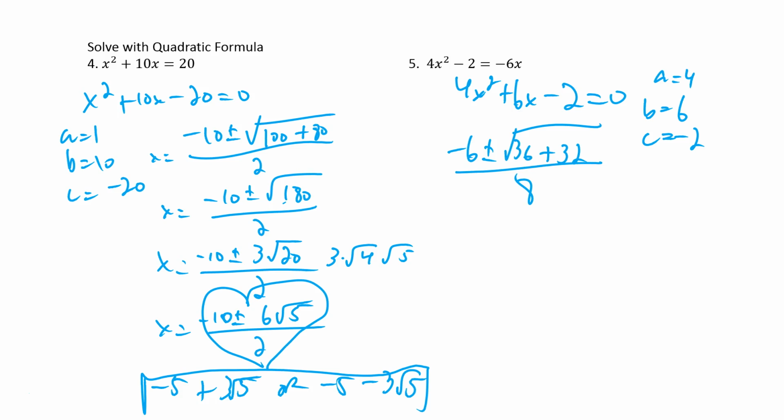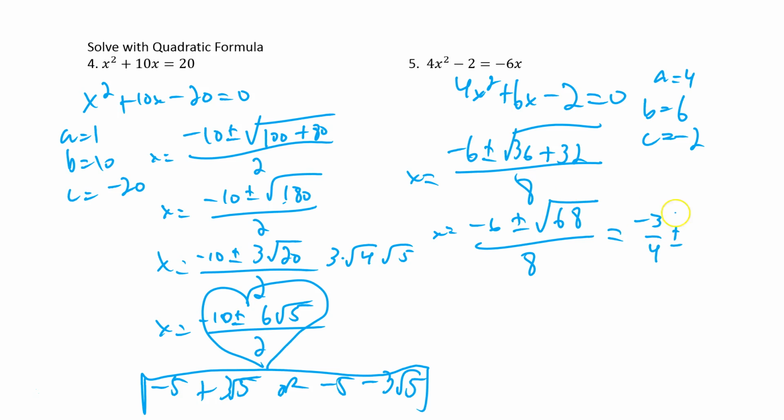Okay, so let's see here. We got negative 6 plus or minus the square root. 36 and 32 are 68 divided by 8. So let's see, negative 6 over 8 is negative, what, if I divide them by 4, I'm sorry, 2, negative 3/4.